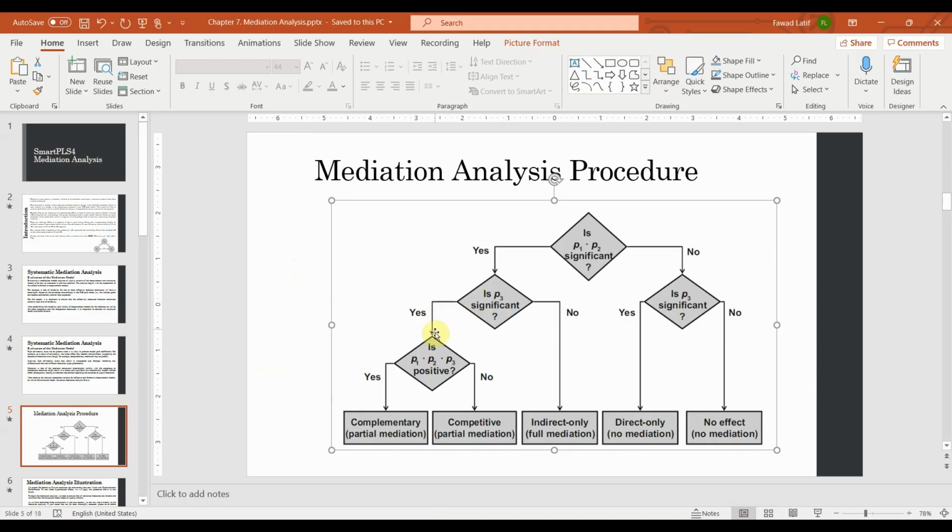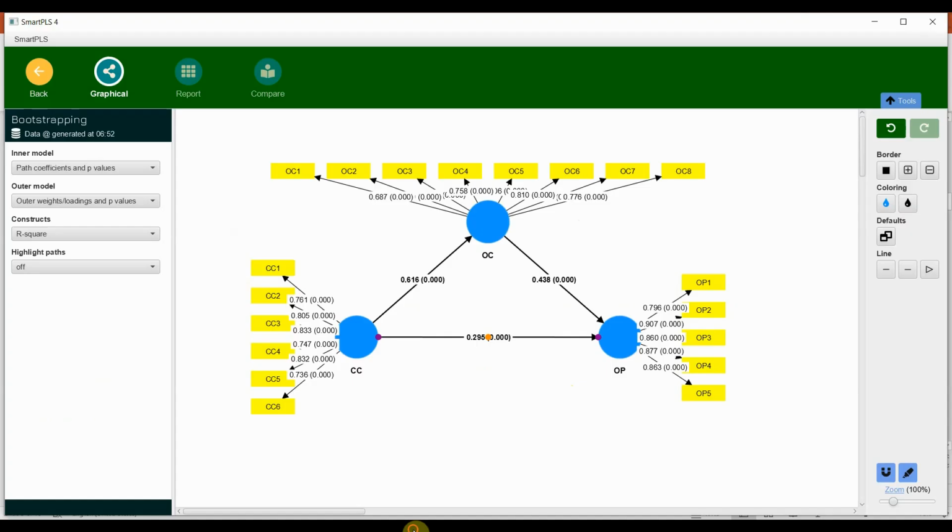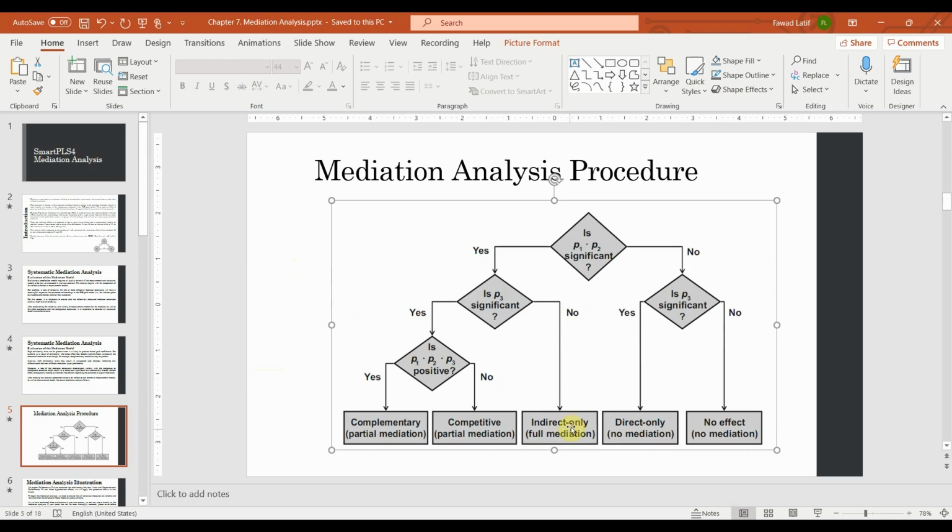Yes, P3 is significant. Well, if P3 wasn't significant, let's consider this is not significant. So if this is not significant, this means that no impact of CC on OP is passing through this path. And when no impact is passing through this path and your indirect effect is significant, this means that the whole impact of CC on OP is passing through this particular path. That is, there is full mediation. But in this case, our P3, that is direct effect, is significant. So if it is significant, then it is partial mediation.